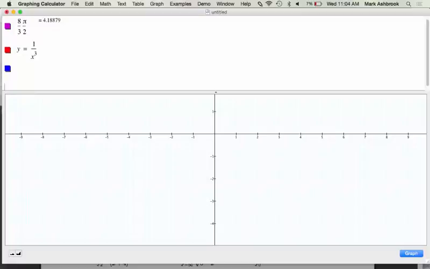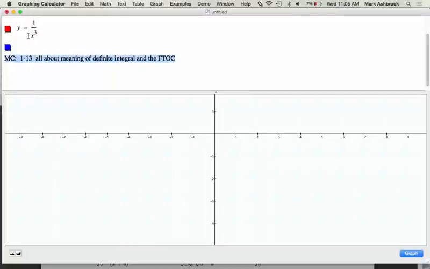So let's write this out here. Multiple choice 1 through 13 is all about the meaning of the definite integral and the fundamental theorem of calculus. So days 1 and 2, and I'll go through the summary slides again. It'll take us 5 minutes, so we can do that in a second. All that stuff is really important for the exam.